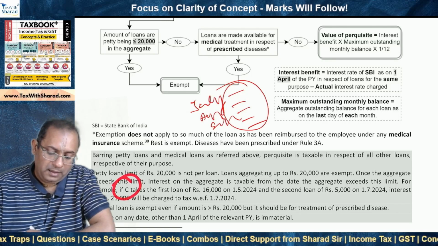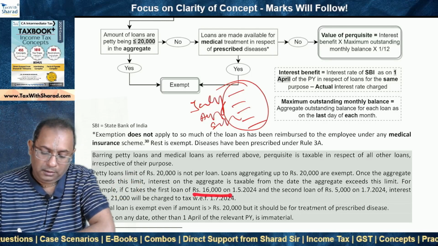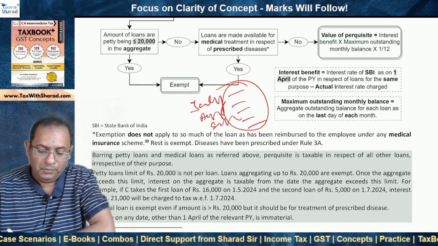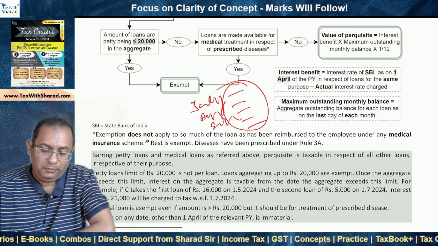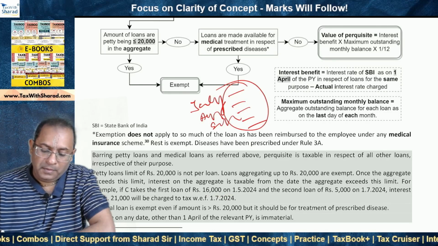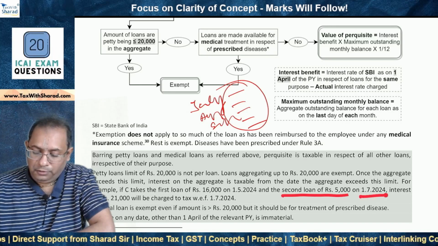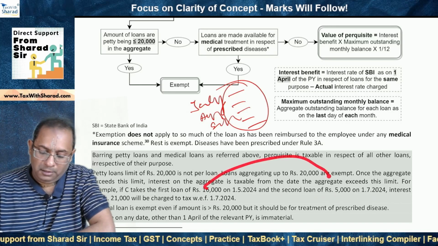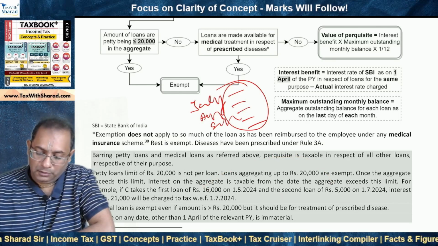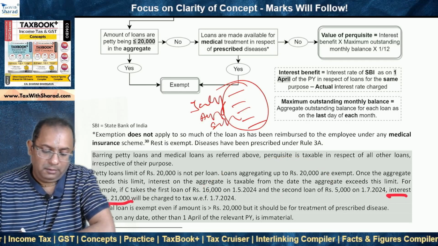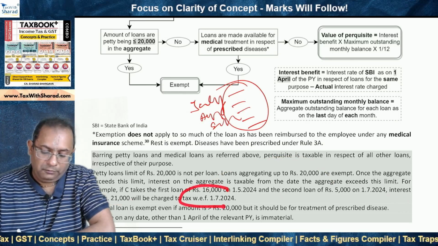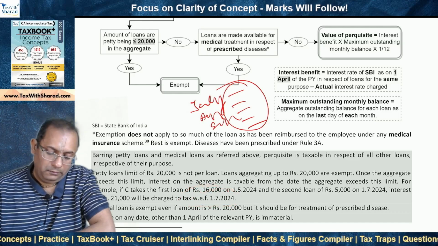So for example, if C takes the first loan of 16,000 on 1st May 2024, this is not exceeding 20,000, so nothing will be taxable. But he takes the second loan of 5,000 on 1st July 2024, so 16 plus 5, 21,000 will exceed 20,000. So interest on 21,000 will now be charged to tax with effect from 1st July 2024. This is how it will work.